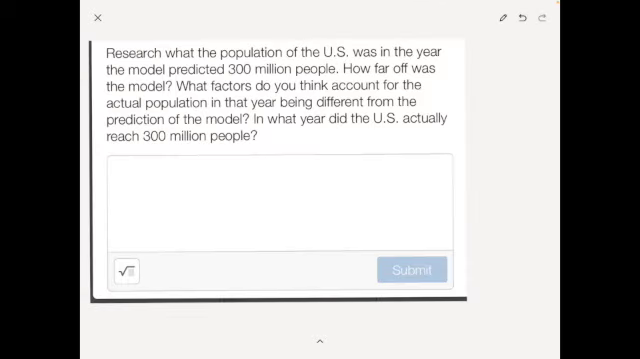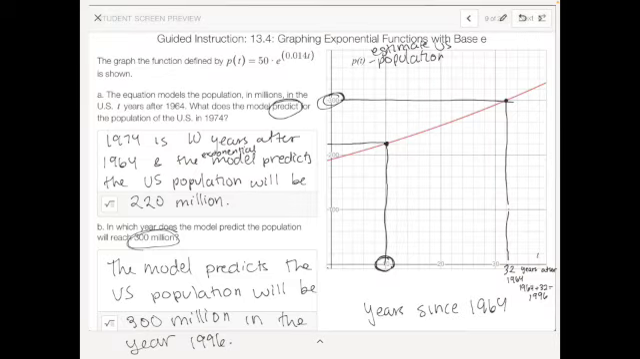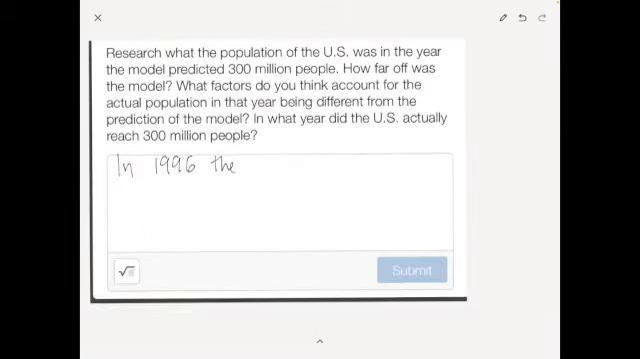So from there, you scroll down. I have to switch screens, but you scroll down and you see the next question. Research what the population was in the U.S. in the year the model predicted 300 million. So in 1996. Remember that this function and this graph are just predictions. They created this exponential model in 1964, and they used it to make an estimate of what the U.S. population will be t years after 1964.